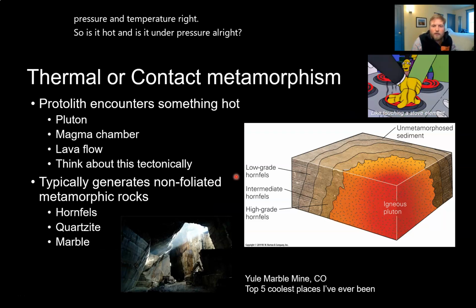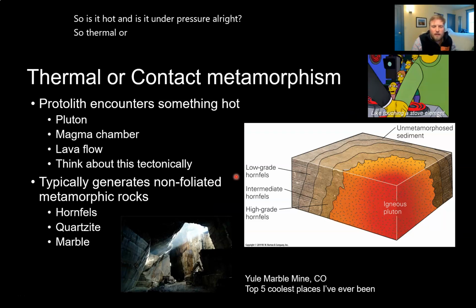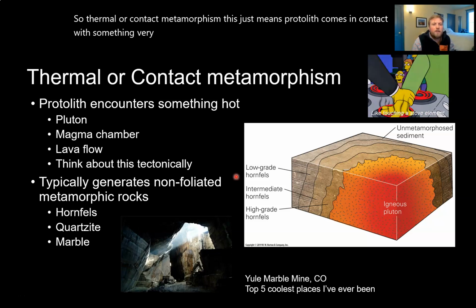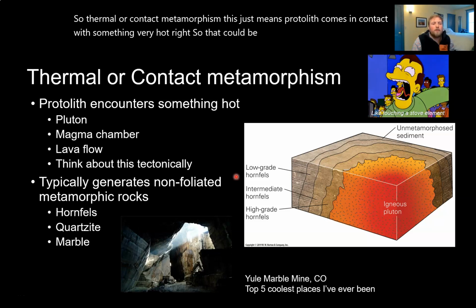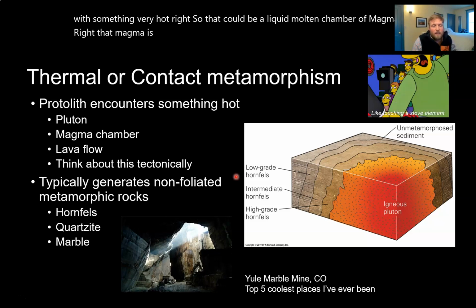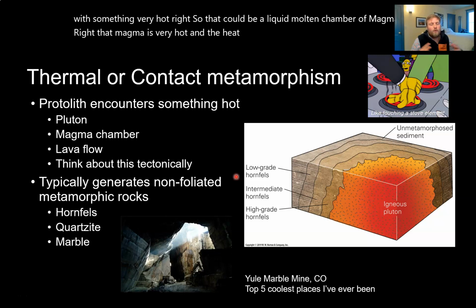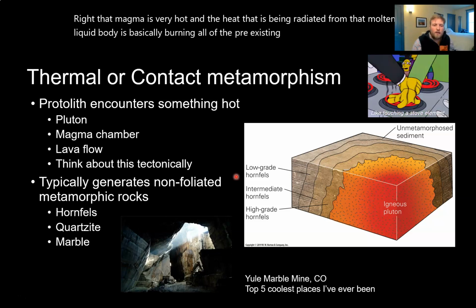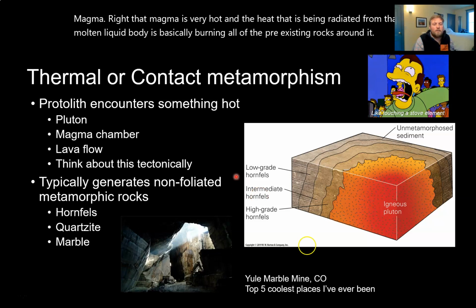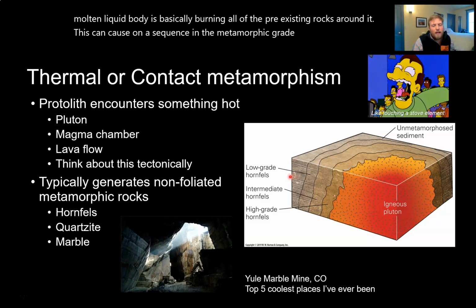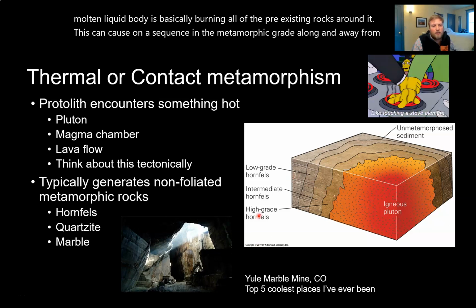So thermal or contact metamorphism. This just means a protolith comes in contact with something very hot, right? So that could be a liquid molten chamber of magma, right? That magma is very hot, and the heat that is being radiated from that molten liquid body is basically burning all of the pre-existing rocks around it. This can cause a sequence in the metamorphic grade along and away from the pluton or magma chamber.